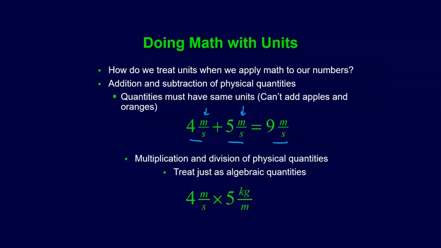Now, what we'll use probably more often is multiplying different kinds of units together. When you multiply units, you treat them just like algebra. So here I've got 4 meters per second times 5 kilograms per meter. I can cancel out the meters on both sides, and then I get 20 kilograms per second. That's something that we'll do.